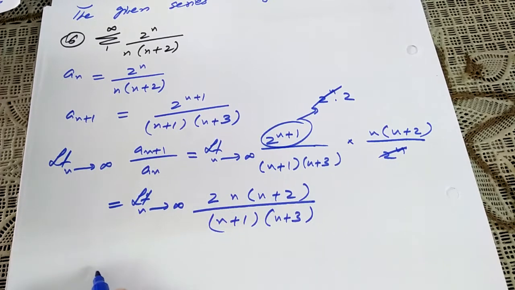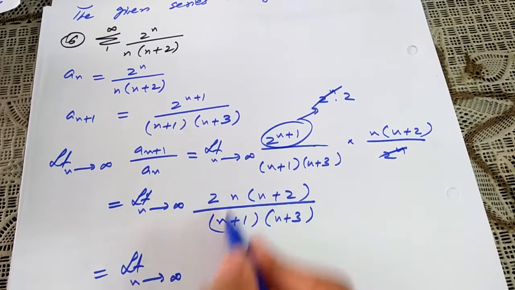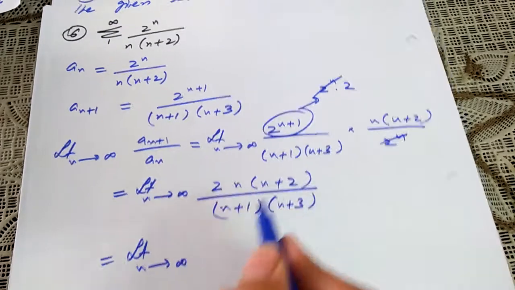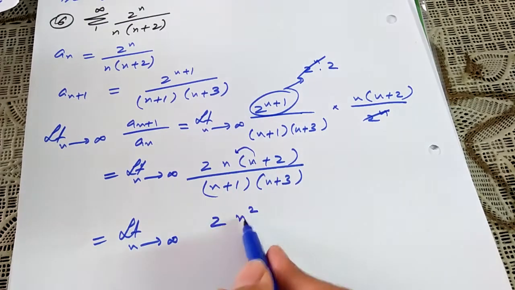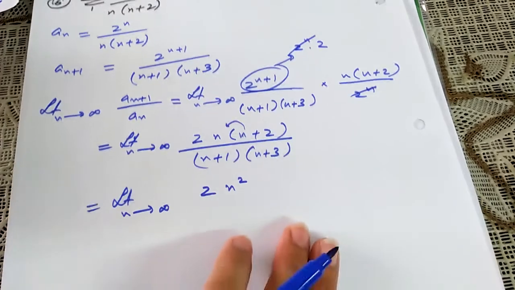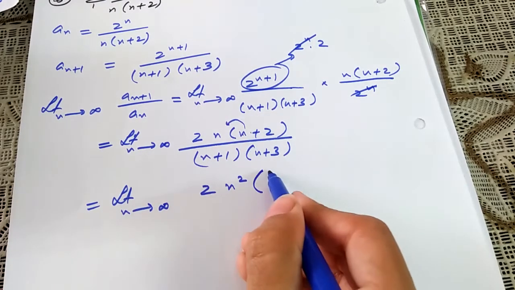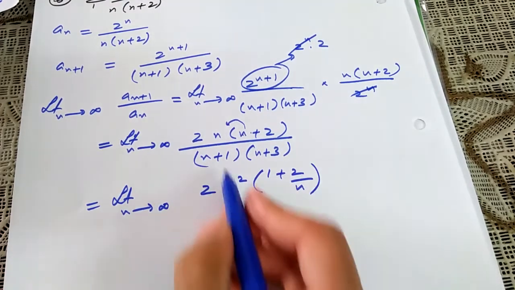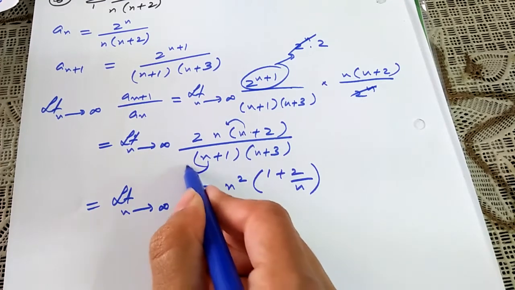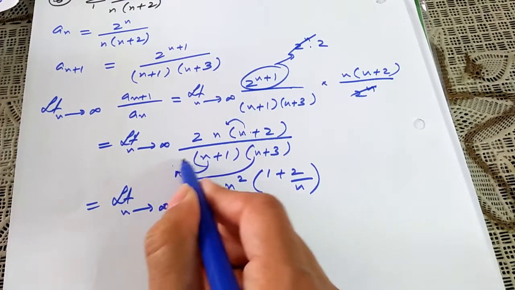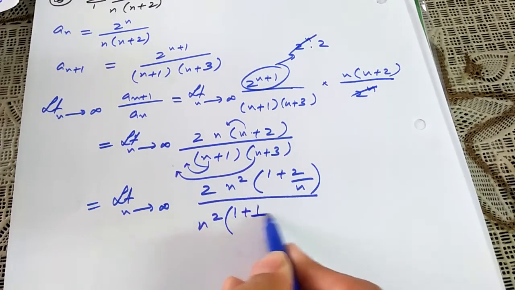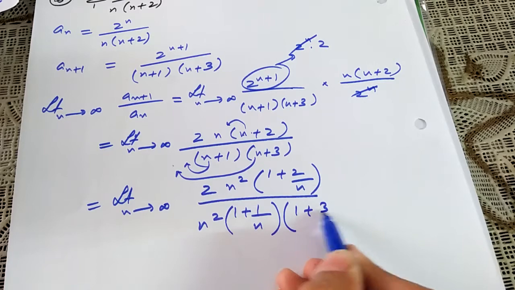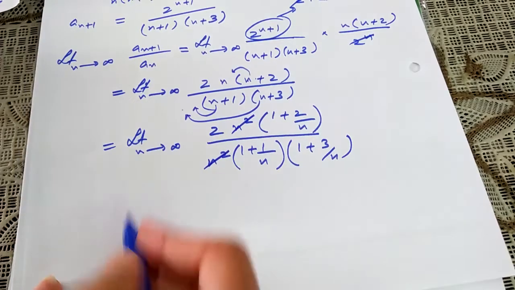Now you can write it as the limit as n approaches infinity. Just take n common from here. You will get 2 n square; this n, if taken outside, will multiply with this n to give n square. And inside you will be left with 1 plus 2 over n. Now take n common from the first bracket and the second bracket as well. Both after multiplication will give you n square, and you will have 1 over 1 plus 1 over n into 1 plus 3 over n. This n square and n square will be cancelled.